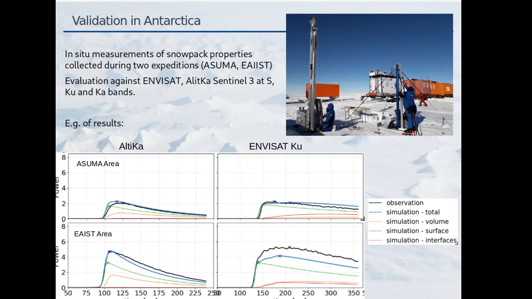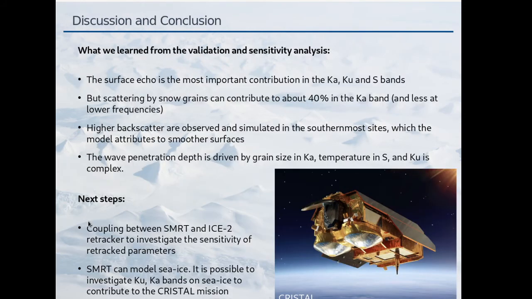Here I show a few examples where we have in blue the model output, the total power, and in black what was measured by the altimeters. And the good thing with the model is that we can also split the signal in the different contributions. So here we see that the surface has a strong contribution, and we see the volume. We see also the contribution of the interlayer interfaces. So we have done this validation, and we also have done a few sensitivity analyses.